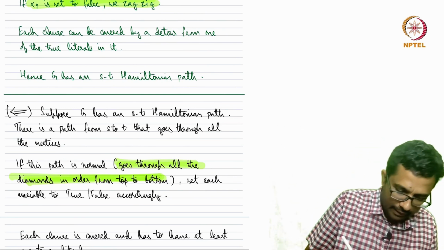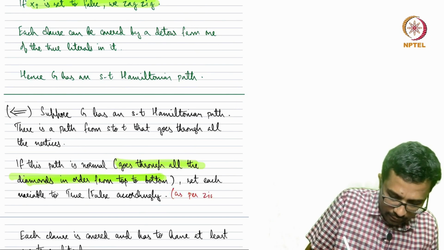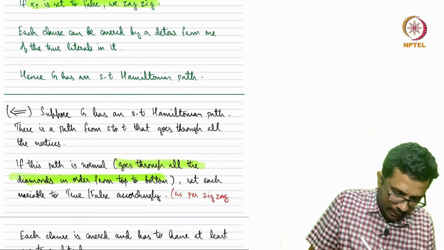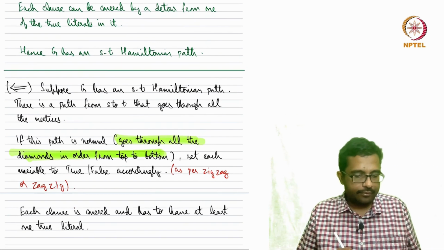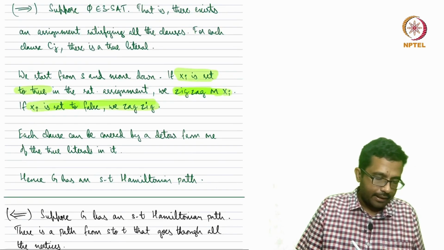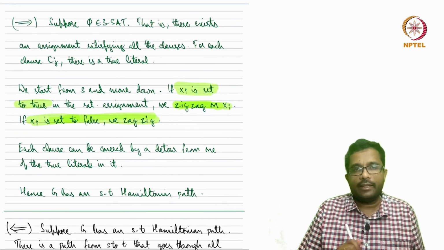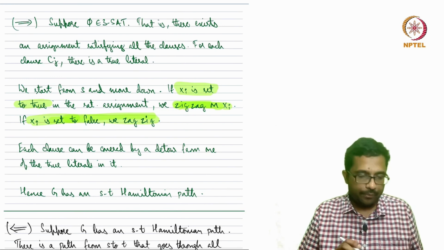So maybe I'll just write that: as per zigzag or zigzag. And as by the explanation that we just gave here, this means that all the clauses are satisfied.